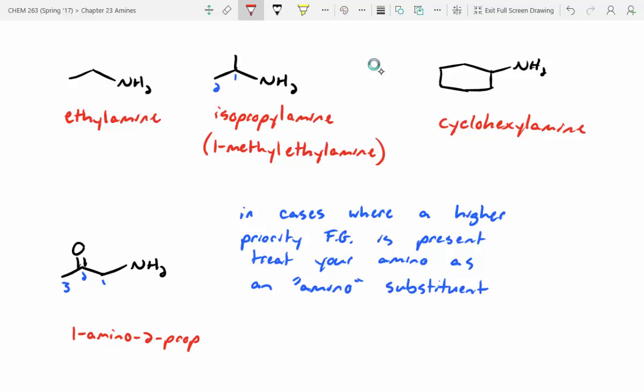Because it can't be on the 3. Yeah, exactly. So Brian was saying you don't really need to say 1 because there's no other spot for it to be. So you could just call this amino 2-propanone. However, it's not wrong to say 1-amino 2-propanone. You're just doing more work.